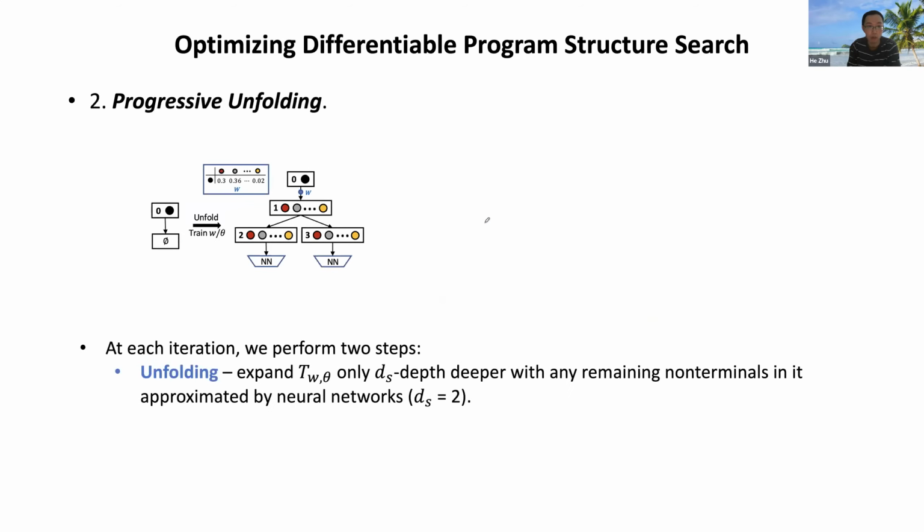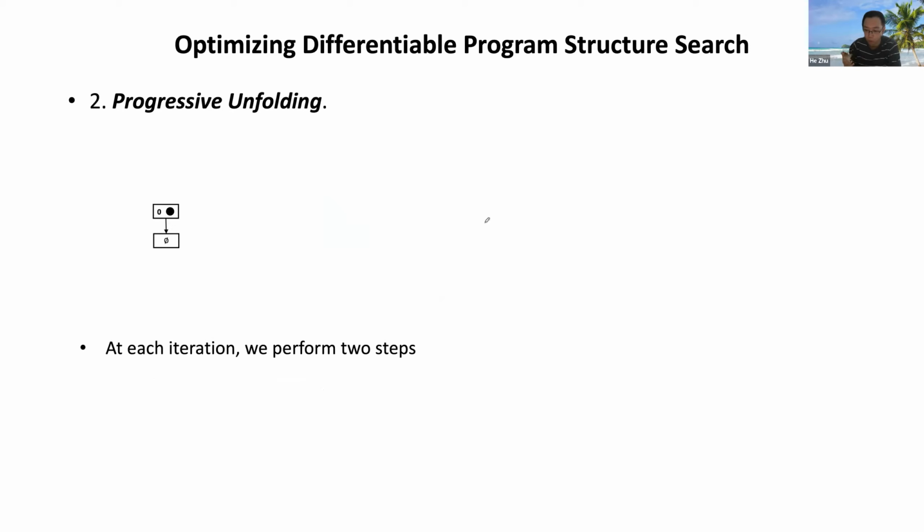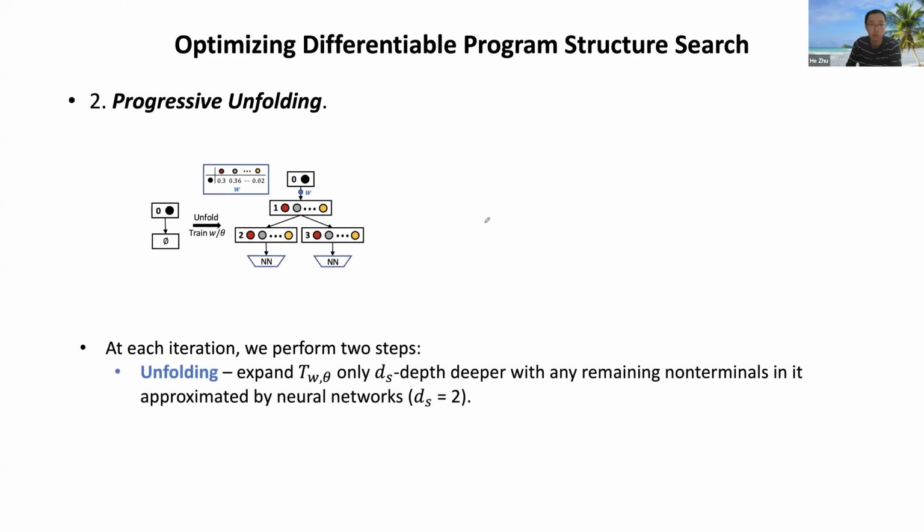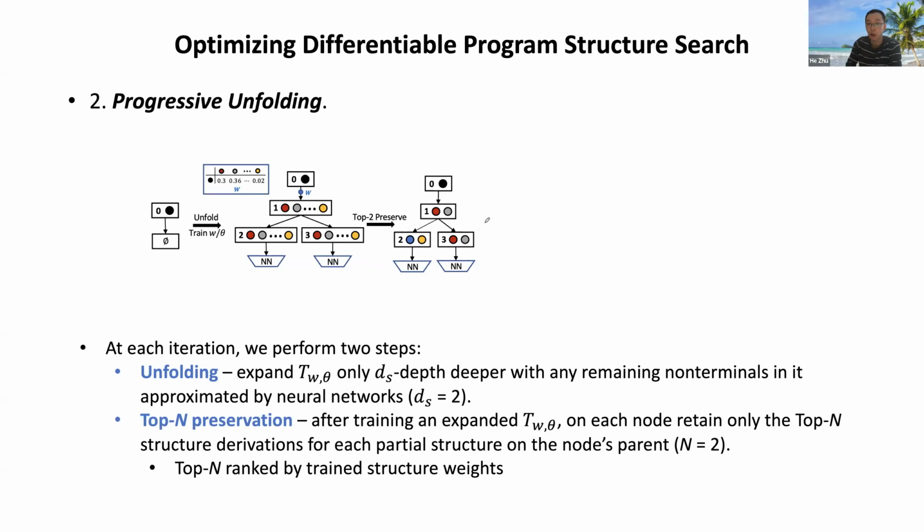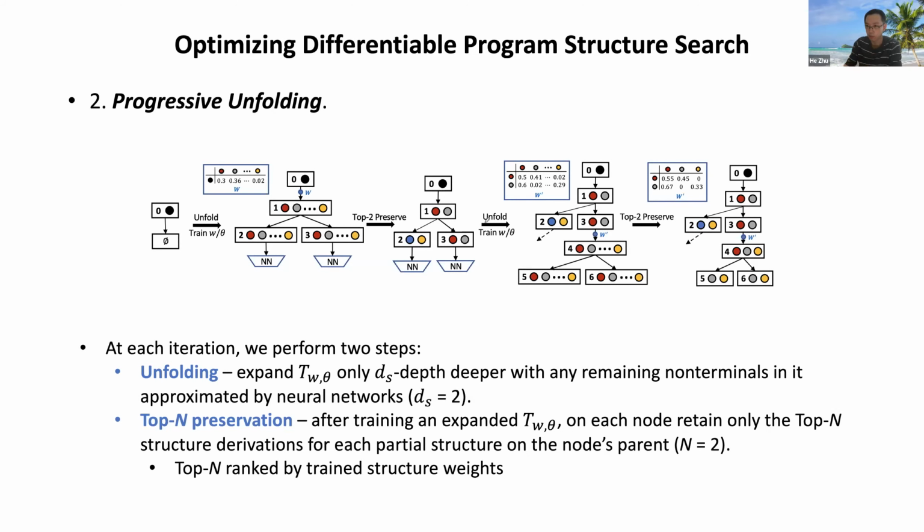And the second optimization we make is that we don't expand the program derivation tree all at once. We try to progressively unfold the program derivation tree. At the beginning, we only have the starting symbol, and we just unfold the program derivation tree 2 layers. For all the non-terminal symbols in the second layer or the third layer, we use a neural network to represent their possible values. And then we apply the architecture synthesis and the selection algorithm to find the best structure in the 2-layer expansion. After which, we progressively unfold the rest of the layers.